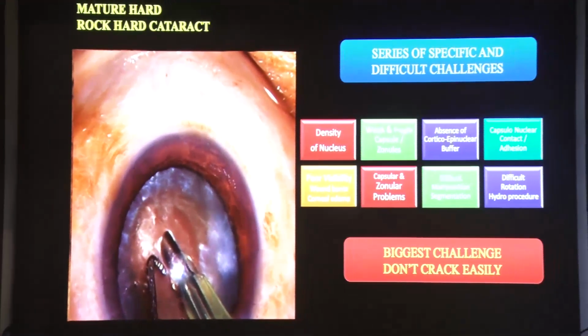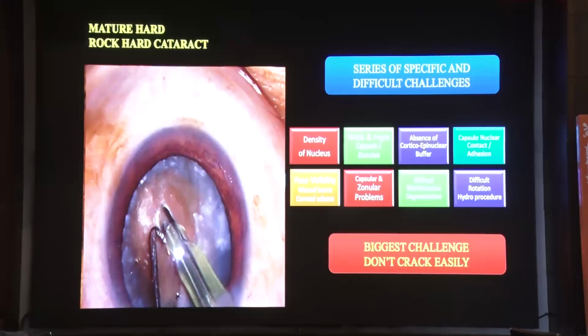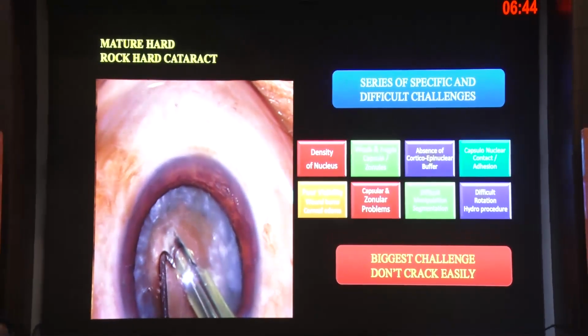Good morning, everyone, and thank you, Dr. Satanshu, for keeping me in this wonderful session. The topic which I am going to talk about is, while chopping, when the cataract doesn't crack, how to manage it. You know, these hard cataracts have a series of specific and difficult challenges.